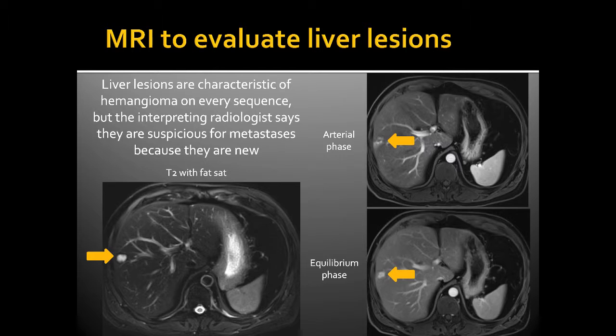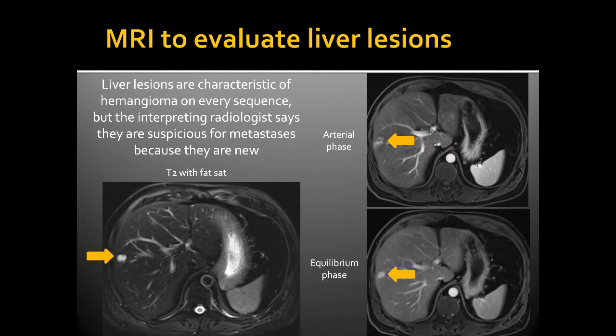To further evaluate the indeterminate liver lesions, an MRI is performed. The liver lesions are characteristic of hemangioma on every sequence, but the interpreting radiologist says they are suspicious for metastases because they are new. He is affected by anchoring bias.